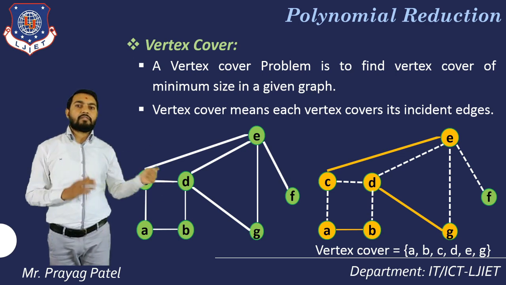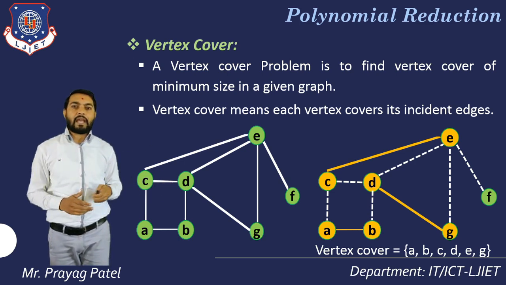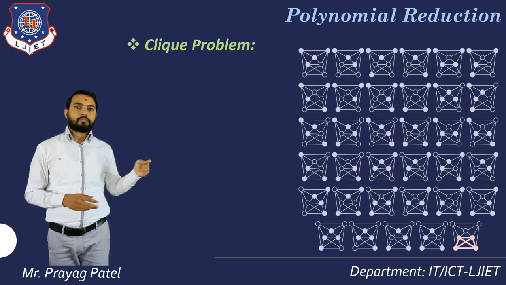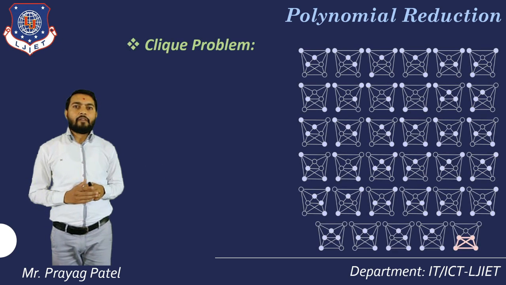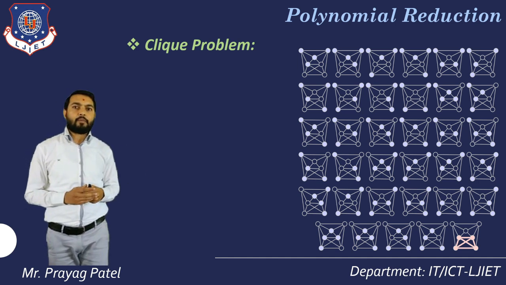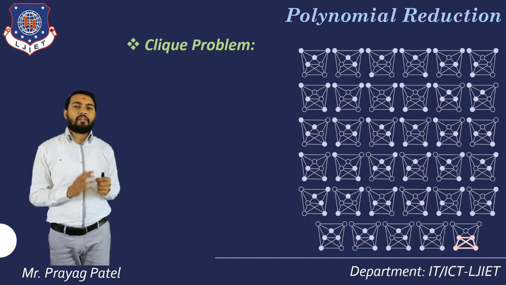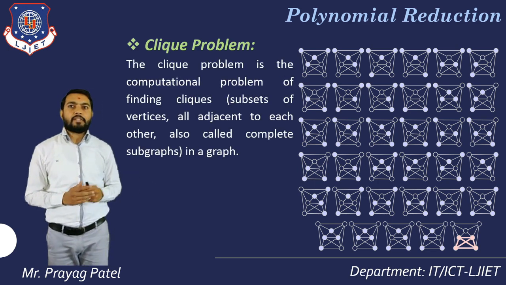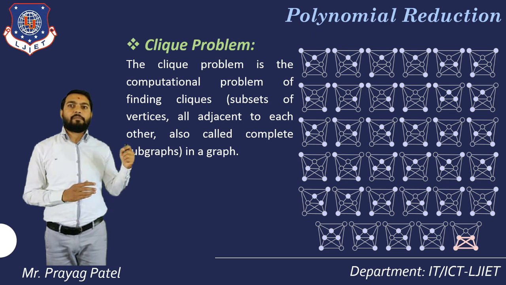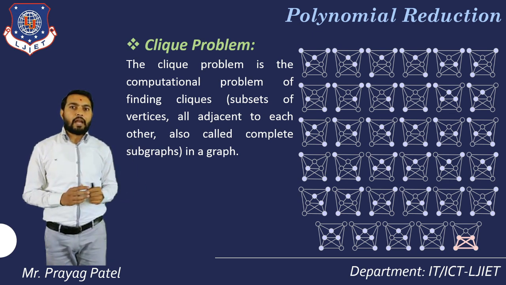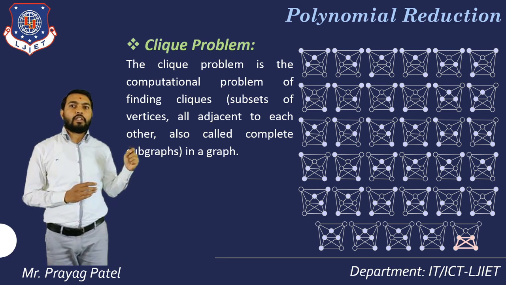So in this case, we can define whether a particular problem is NP complete or NP hard using the polynomial reduction technique. Now, many problems are available for the NP problem, like the traveling salesman problem, the Hamilton cycle problem, the clique problem. So here we understand one problem, the clique problem. Now the clique problem is the computational problem of finding the clique, meaning a subset of the vertices all adjacent to each other, also called the complete subgraph in a given graph.